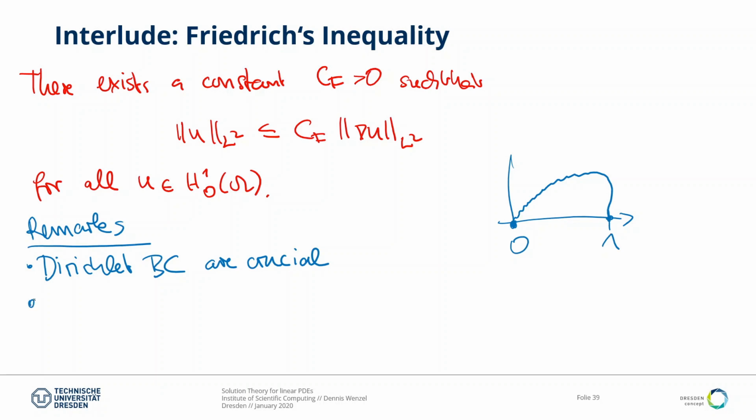Also, the counter side of this is that on H1 of omega, this is in general not true. And the counterexample for this is simply u equal to the constant 1. Because this constant 1 function obviously doesn't fulfill this inequality, but this is not an H1 0 function. That's just an H1 function. So there you can see a simple counterexample why this can't work in H1, but it does work in H1 0.